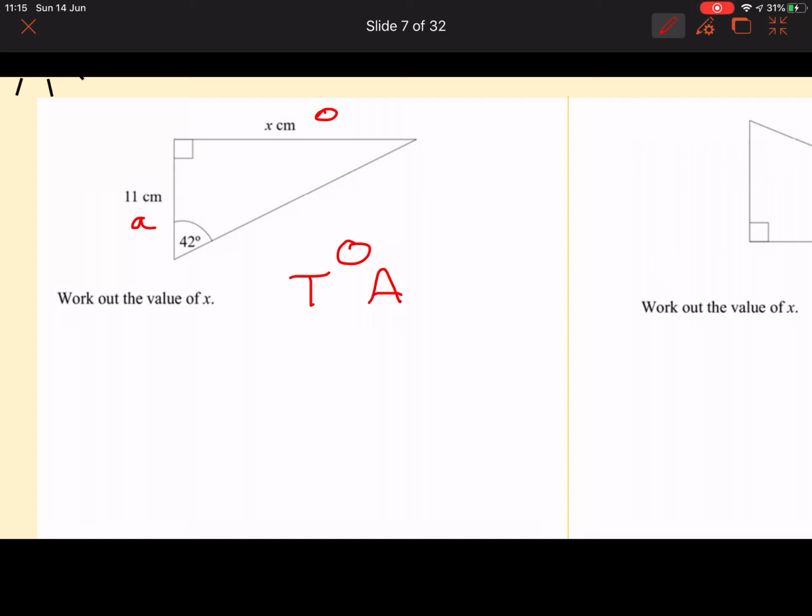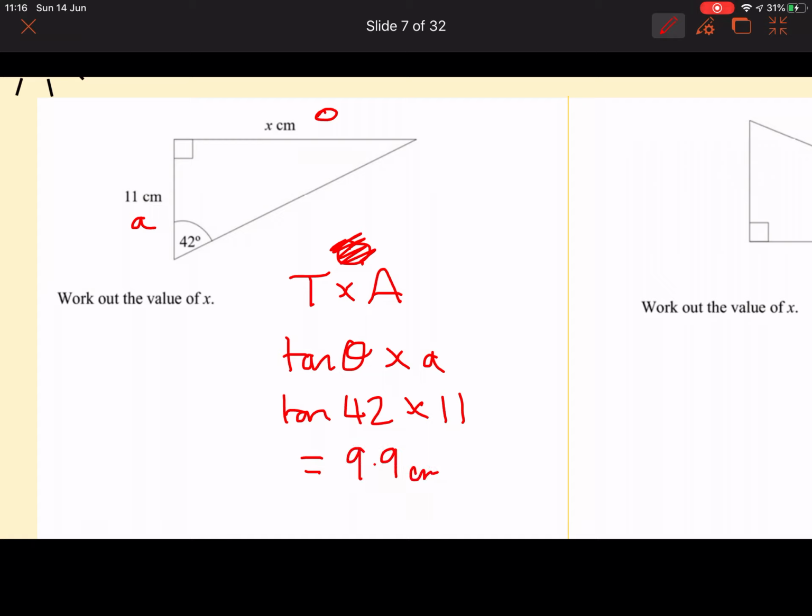Because I'm trying to find O, imagine covering that up. It's telling us to times them together. So remember that T stands for tan theta, not just tan, times my adjacent. So that is going to be tan 42 times by 11. And I am going to get 9.9. 9.9 centimetres. Look back at your diagram for what that is. I've just left that to 1 decimal place there. Okay, so it's a quick recap, just showing how you use those triangles, how you find a side.